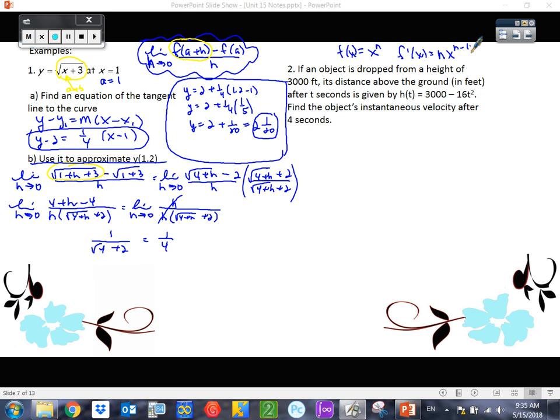That's the power rule. It works just with polynomials. Doesn't work with everything, just polynomials. Okay, so that's the power rule.